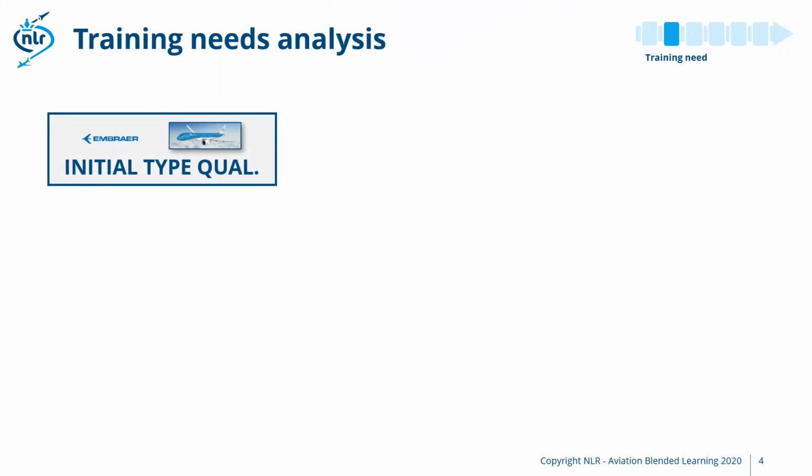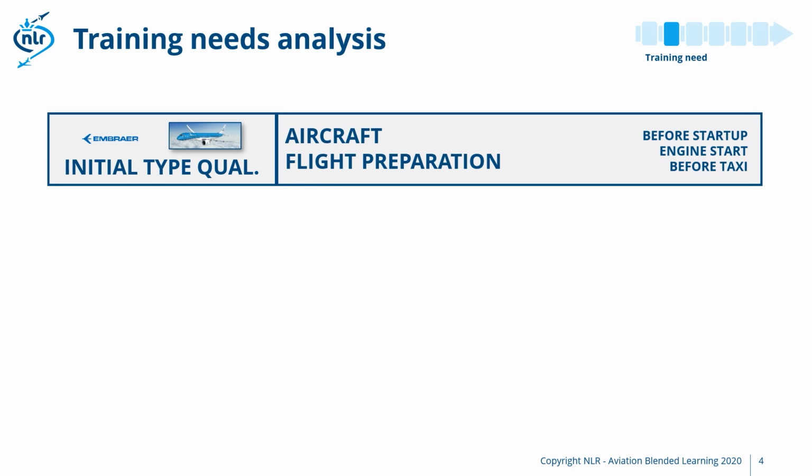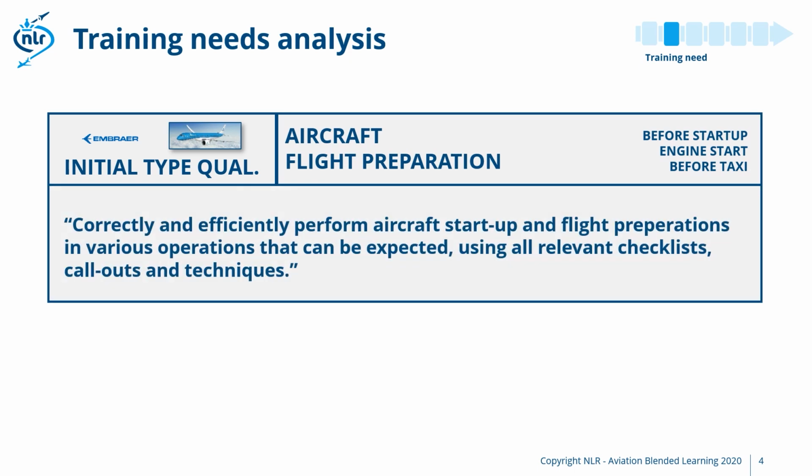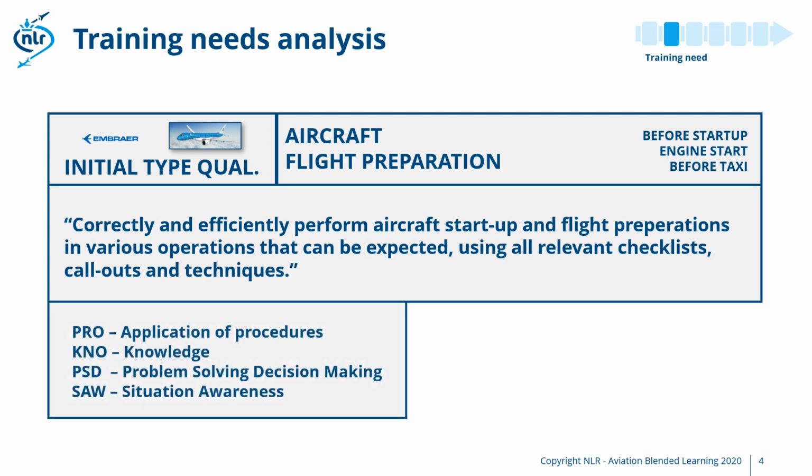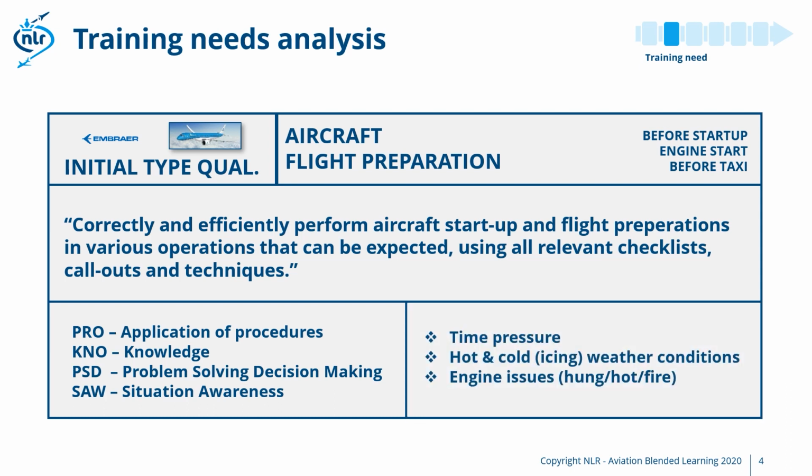Knowing what the training problem is, we can start the training needs analysis, the first step in the capable process. Well, focusing on the initial type qualification of the Embraer and in specific on the aircraft flight preparation, the main objective that we want to achieve is to correctly and efficiently perform aircraft startup and flight preparations in various operations that can be expected, using all relevant checklists, call-outs and techniques. And the focus will be on the following competencies: application of procedures and knowledge, problem solving and decision making, and situational awareness. And this will be done under time pressure, hot and cold weather conditions, and engine issues.